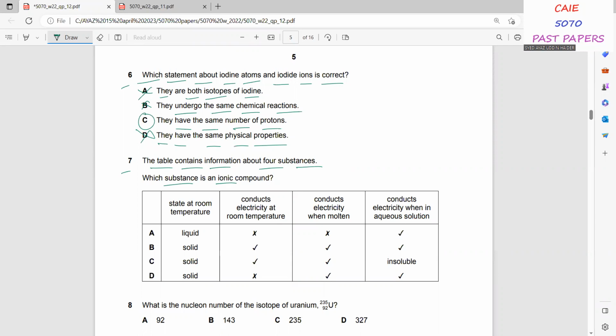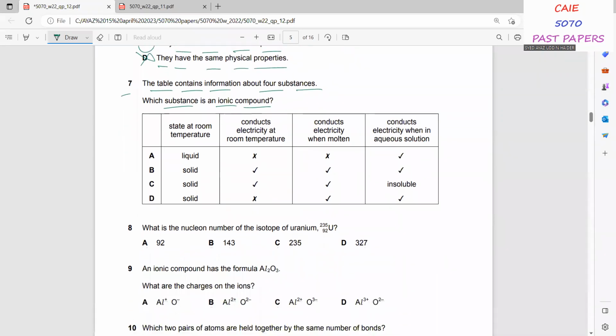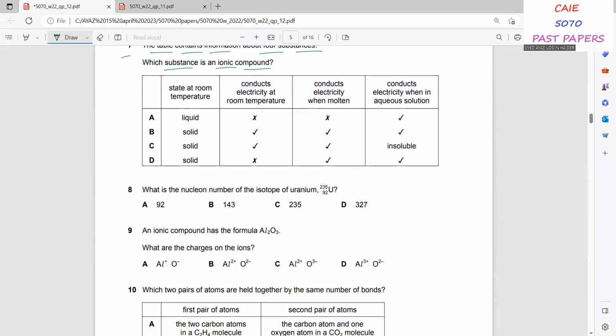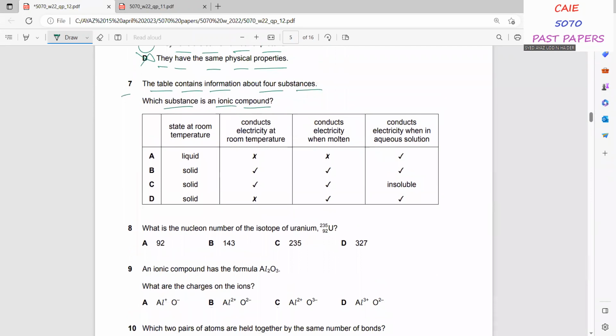7. The table contains information about 4 substances. Which substance is an ionic compound? Recall ionic compounds. They are solid and have high melting points, and conduct electricity in the molten state as well as when dissolved in water. They do not conduct electricity in the solid state. So first of all, look at the choices here. In choice A, they mentioned the state liquid. So this is automatically wrong.